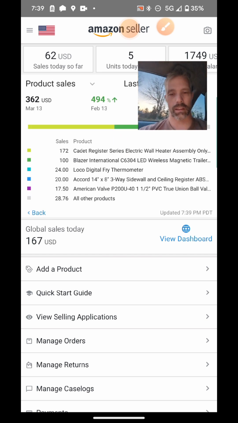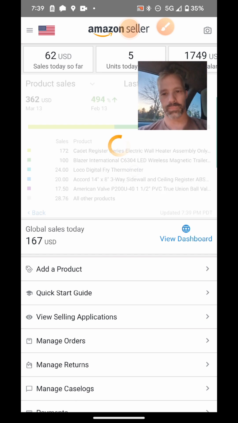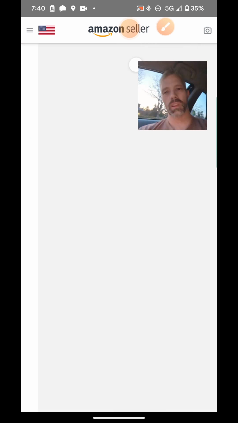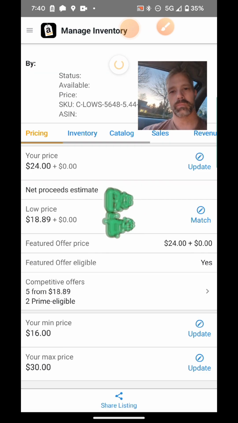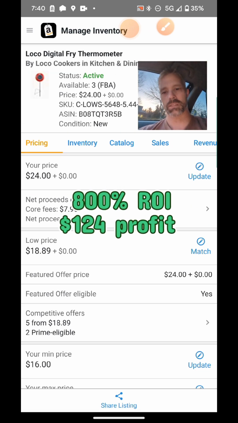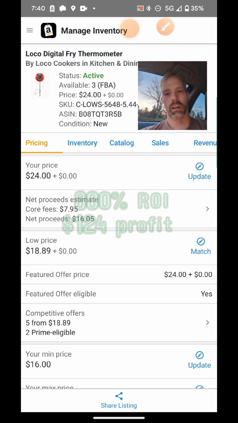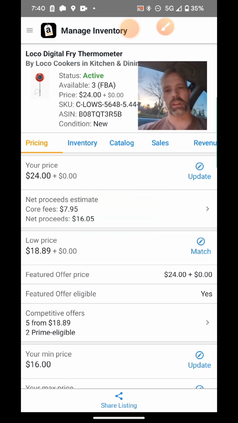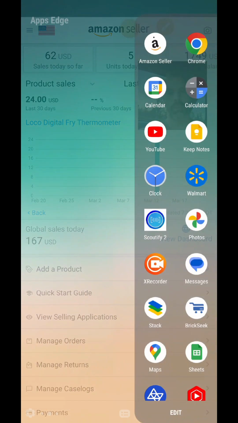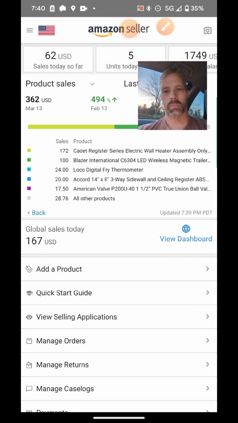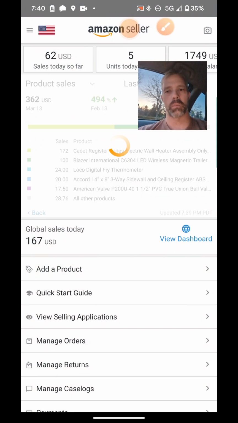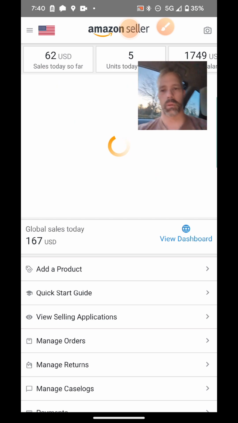I was only going to make like 100, but this fry thermometer, I bought a bunch of these. I paid $5, and with shipping, it's a pretty light item, so I tripled my money on that. Okay. Oh, and there's more of these light things I bought. I already looked at that.